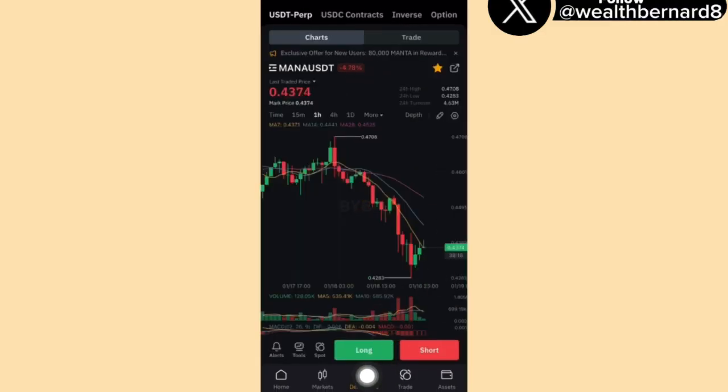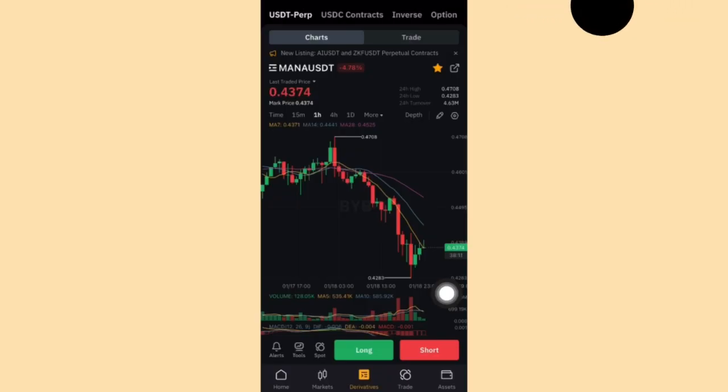Derivative here is the same as futures, which you know on Binance, because on Binance they call it futures, but on Bybit they call it derivative. So just get that clear.